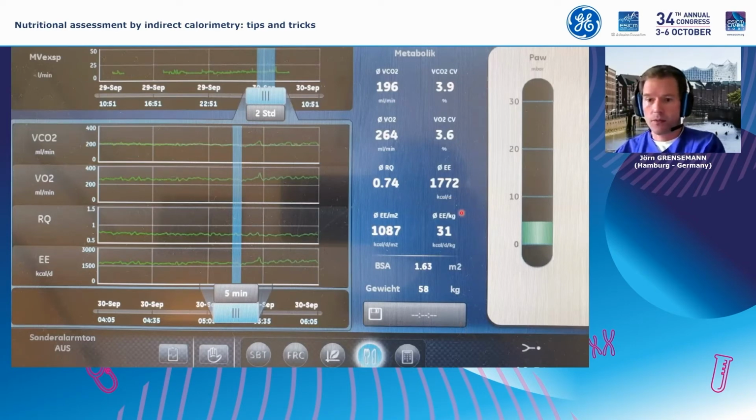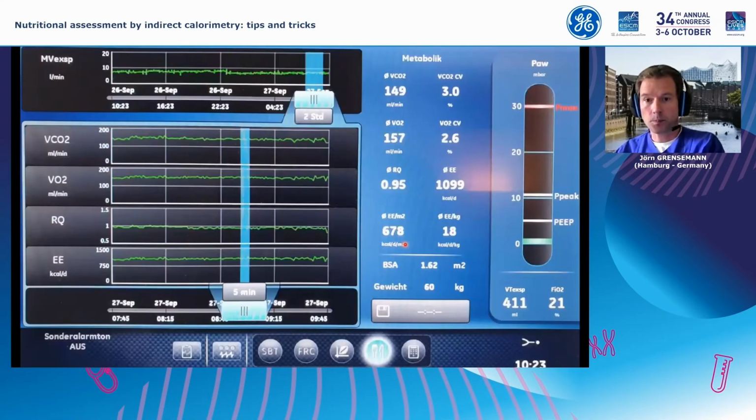First of all, we pick some time where the patient was stable, and we just need 5 minutes for measurements. We have to ensure that the coefficients of variation for CO2 release and oxygen uptake are below 5%, that the respiratory quotient is plausible, and then we can read the energy expenditure. We should do this at 2 different time points during the day.